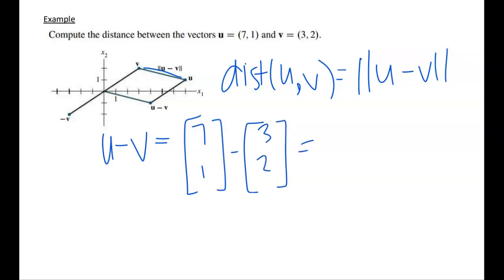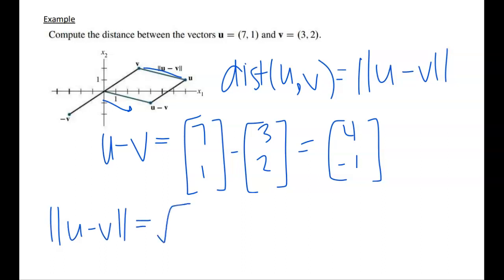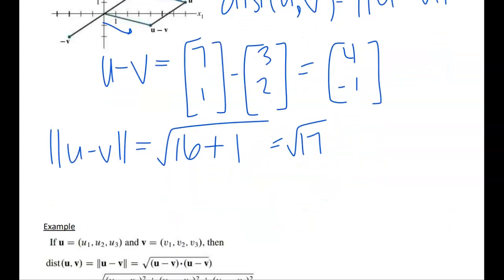Okay, so we need to find u minus v first. And that ends up being 4, -1, which makes sense. There's u minus v right there. Okay, 4, -1. And so if I need to figure out the norm of that, that's going to be the square root of 4 squared, 16, plus 1 squared, 1. So that's going to be the square root of 17. So that must be the distance between those two vectors. Okay, you can also think of it like, I mean, it's the Pythagorean theorem, right? Like that's basically what we're doing here, or the distance formula in R2.